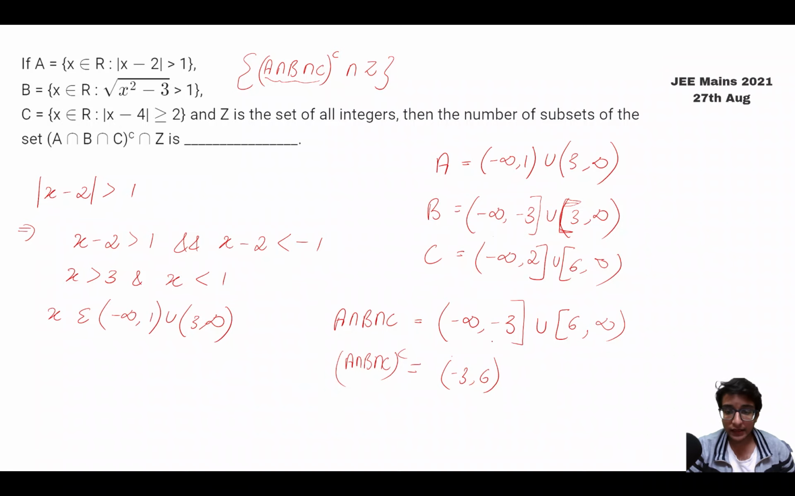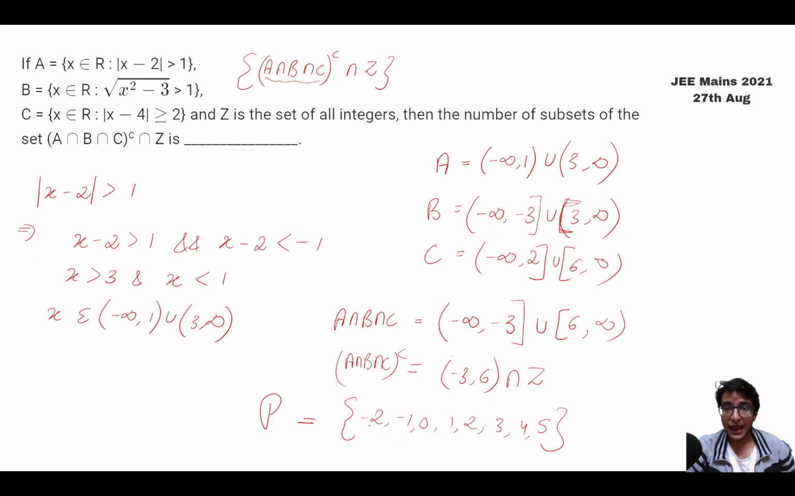Now I have to take the intersection of this with integers. So what are the integers that are going to come in this set? Basically minus 2, minus 1, 0, 1, 2, 3, 4 and 5. So these are the values that are going to come in this set. And now they've asked us to find out the number of subsets. So let me say this is my set P.